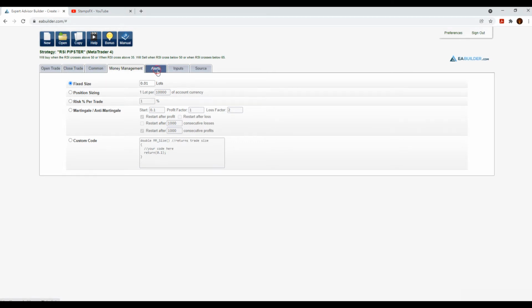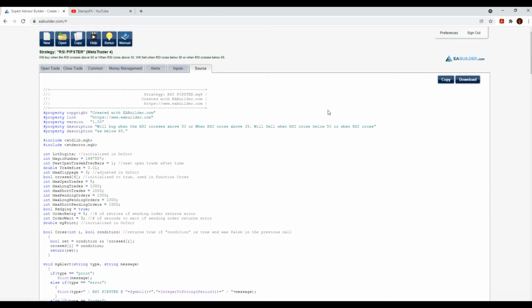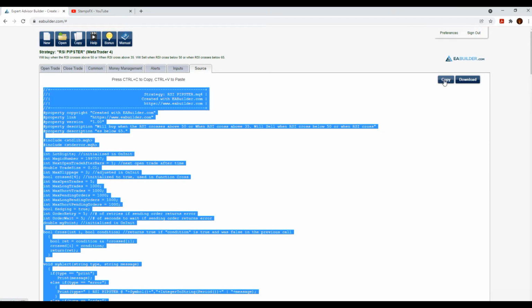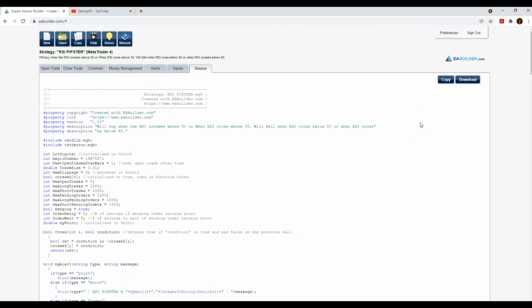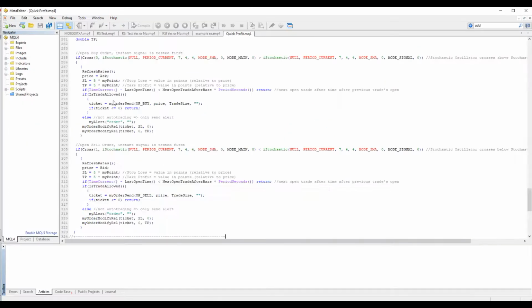And we don't do anything on the alerts tab. We're not concerned about the alerts right now or the inputs. So we want to just get the source. We'll copy it, Control C. Then we'll flip over here to MT4, create in MetaEditor. Let's create a new expert advisor.